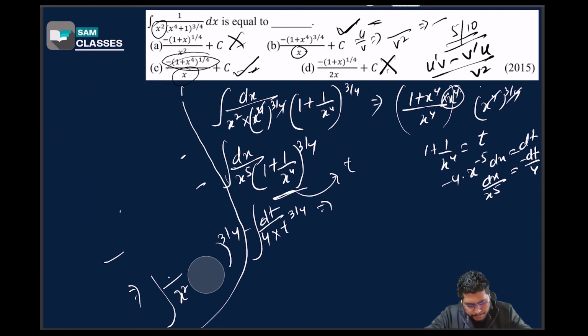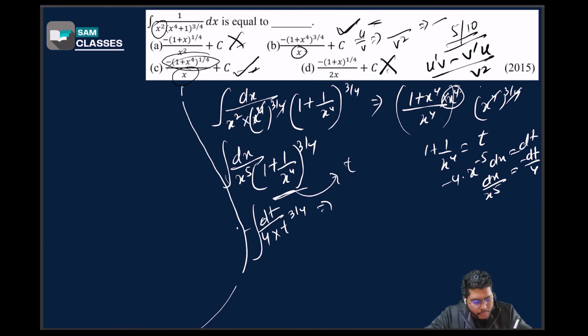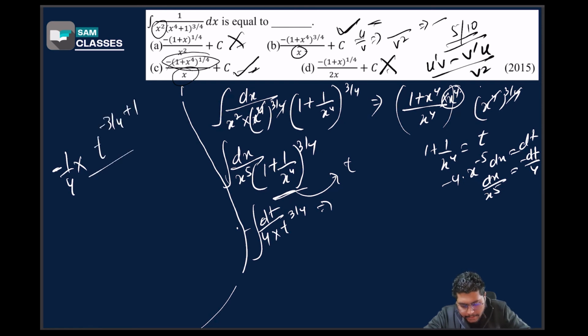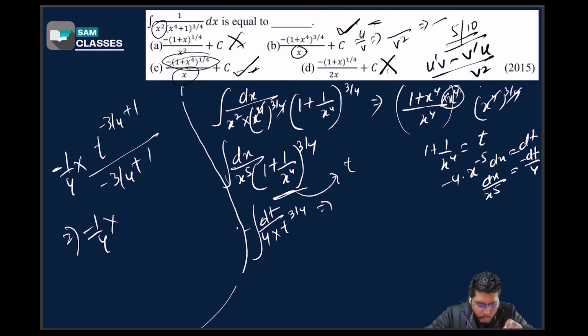Let's erase this part and let's do it here. Okay, so what we can do: integration of that is minus 1 by 4 into integration of t power minus 3 by 4, which is t power minus 3 by 4 plus 1 by minus 3 by 4 plus 1. You don't have to write everything like what I'm writing. I'm just writing it to explain so that you know the minute details and how to solve it, so that no step is a difficulty for you.